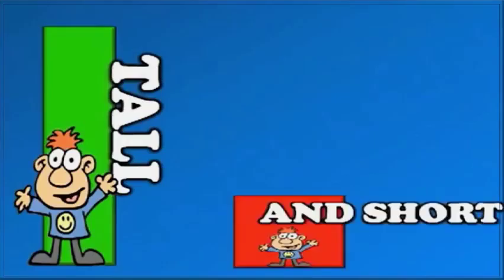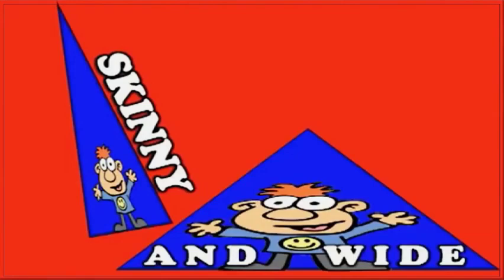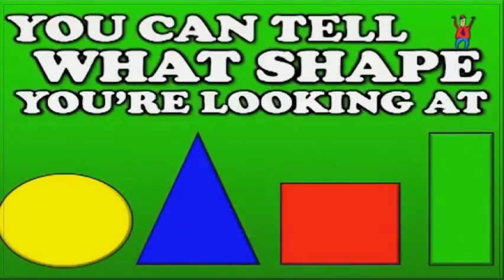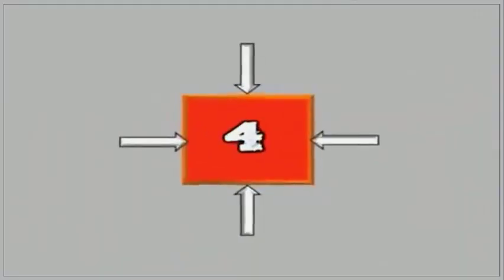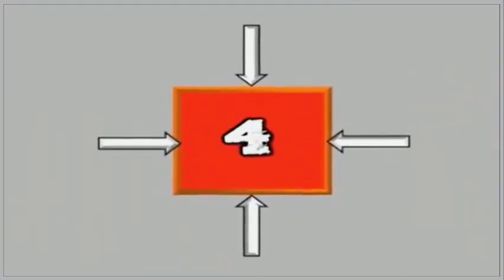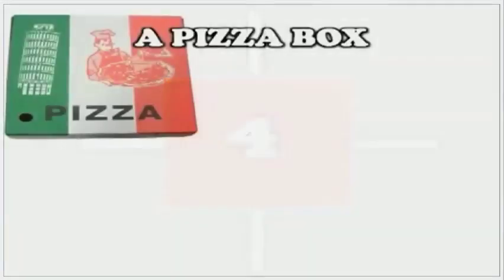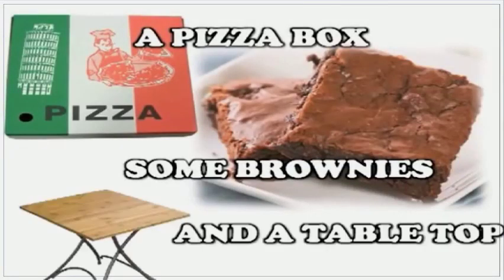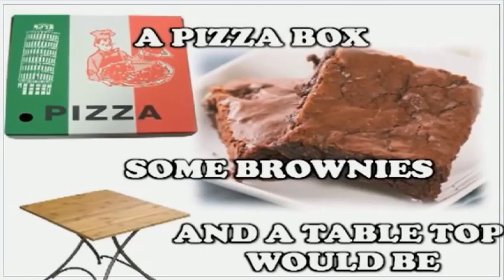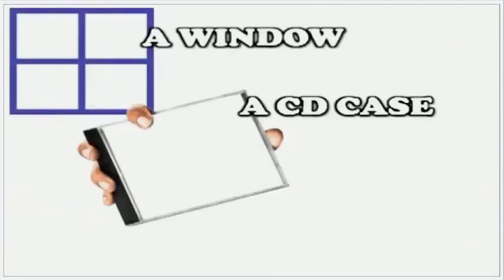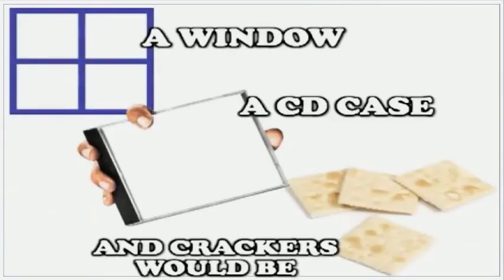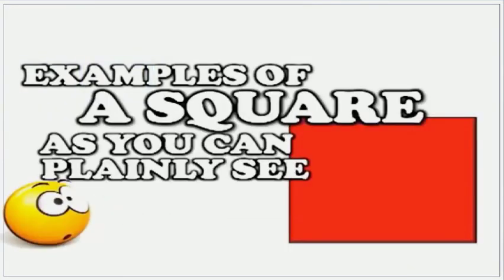Shapes, tall and short, skinny and wide. You can tell what shape you're looking at by counting all the sides. A square has 4 equal sides. A pizza box, some brownies, and a tabletop would be examples of a square, as you can plainly see. A window, a CD case, and crackers would be examples of a square, as you can plainly see.